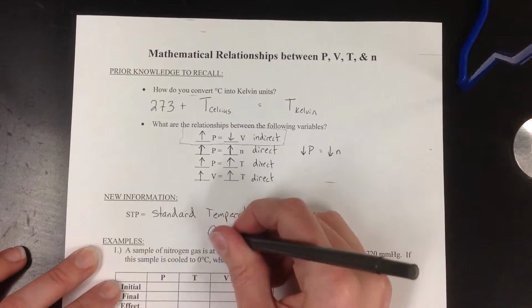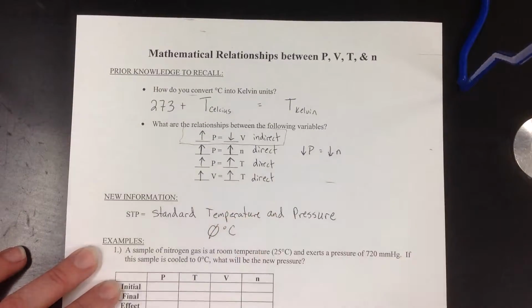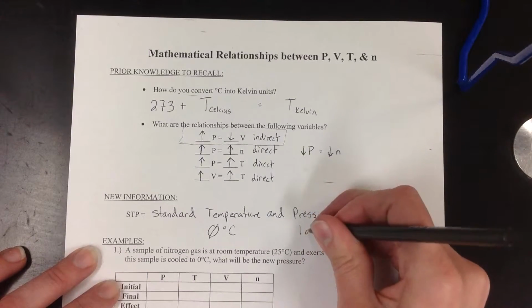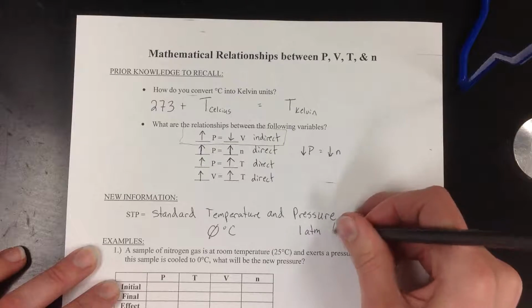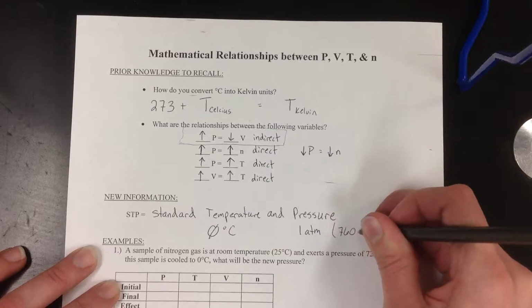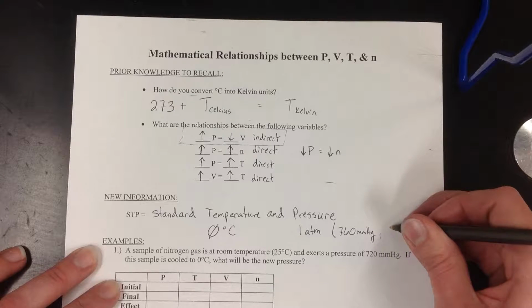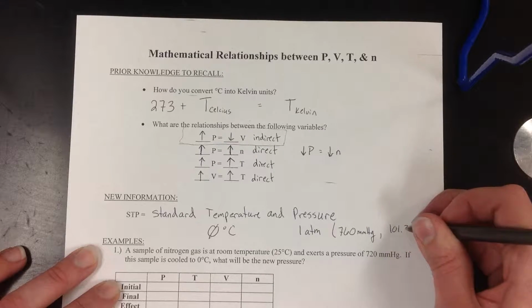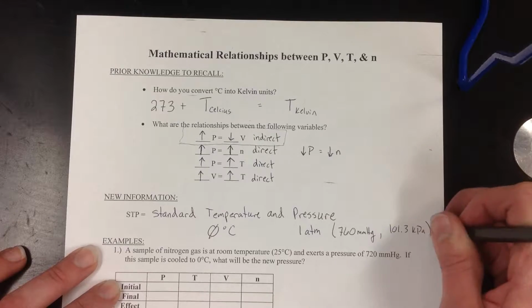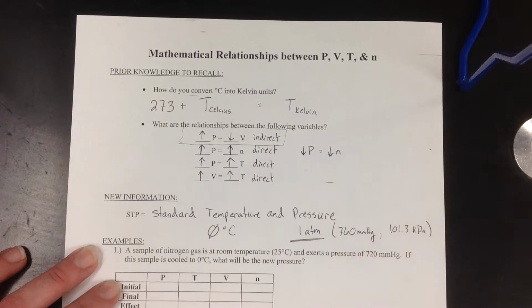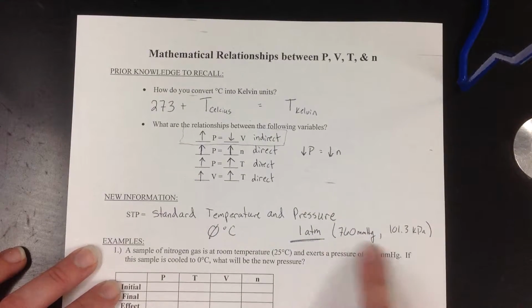They call the standard temperature 0 degrees Celsius, and standard pressure is 1 atm, which is also 760 millimeters of mercury, or 101.3 kilopascals, but mainly we have that 1 atm and whatever it's equal to, your different units that you can convert between, and 0 degrees Celsius.